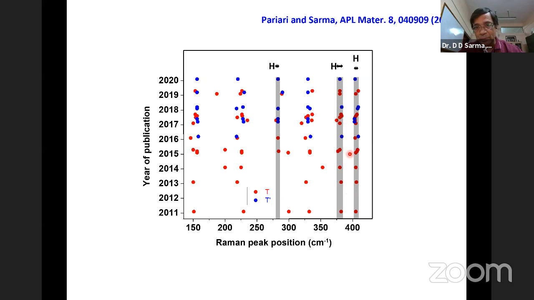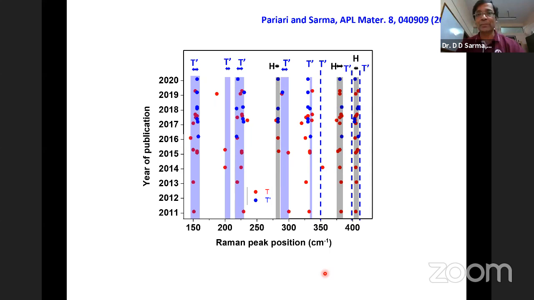But there are these extra features. If I now superimpose the additional features that come from the T prime phase, it comes over here. You can see all the additional peaks that people have seen are accounted for by the T prime phase very, very well. Therefore, the Raman spectroscopy, independent of whether it was ascribed to the T phase or the T prime phase, was actually telling us that it's the T prime phase.